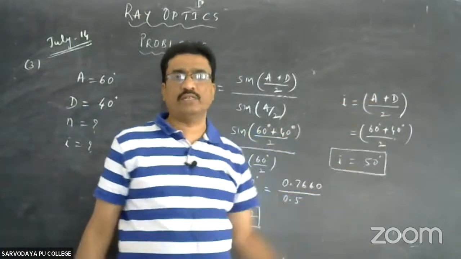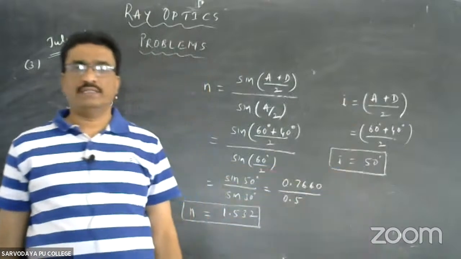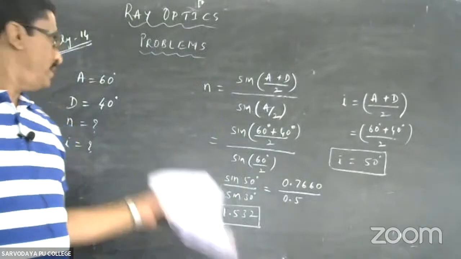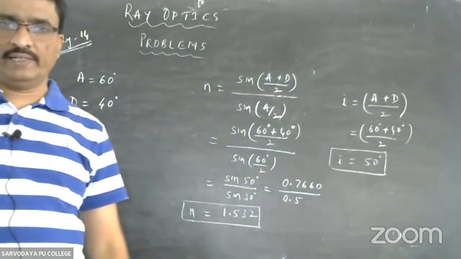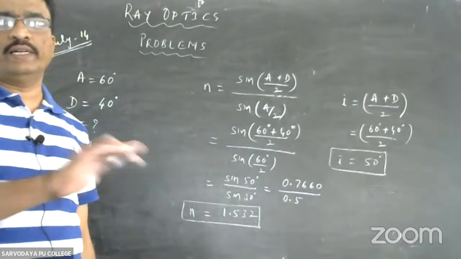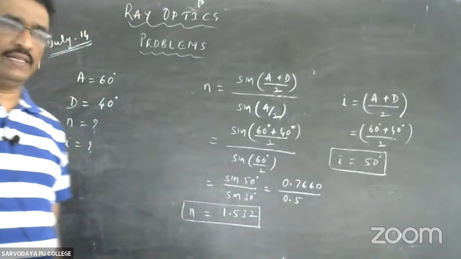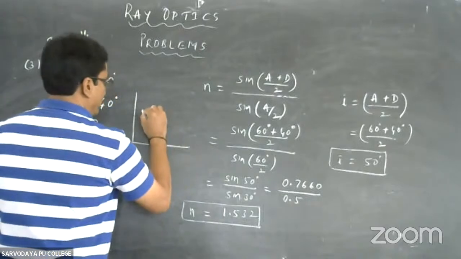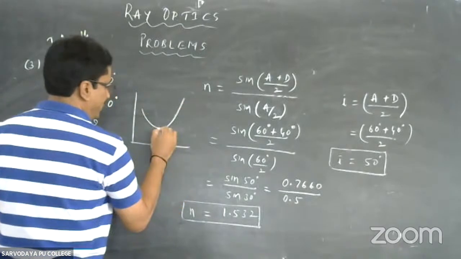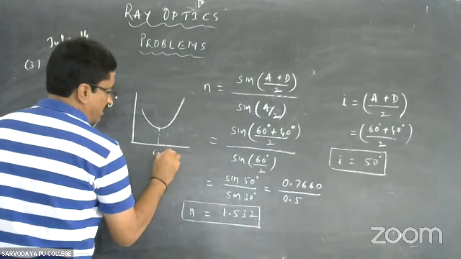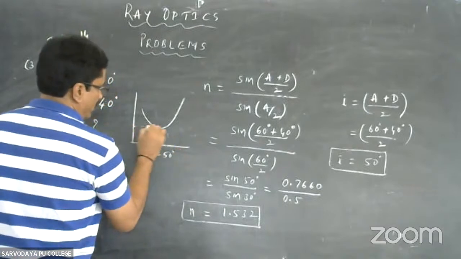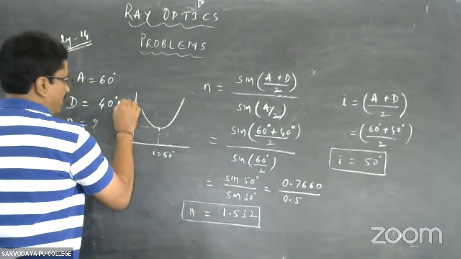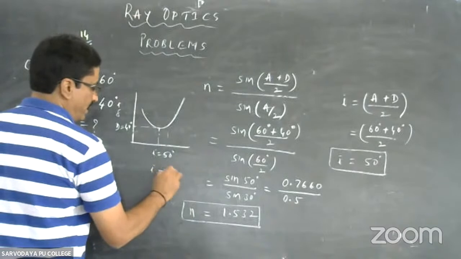i is simply A plus D by 2. Therefore, the angle of incidence is 50 degree. That means the ray in this case is incident at 50 degree and it is undergoing a minimum deviation of 40 degree. That means you know the graph also. This is how we are getting it, and this angle is equal to 50 degree and the angle of minimum deviation here is 40 degree. Here is the deviation, here is the i we have taken.